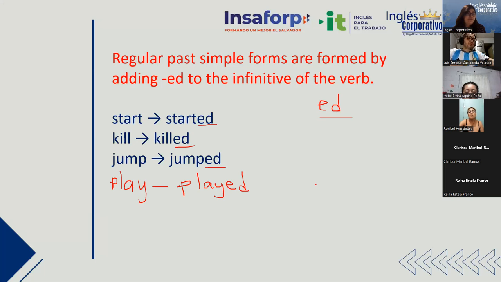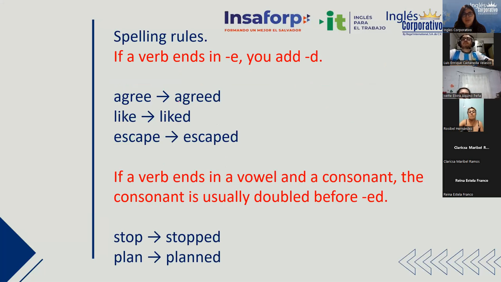But in some cases, the verb finishes in E. And when it finishes in E, you don't have to add ed, you only add D. For example, in the case of agree, you only add D because it already has the E. Like, liked, escape, escaped. So if the verb finishes in E already, I'm not going to add E again. I'm just adding D, that's it, right? So agree, agreed.